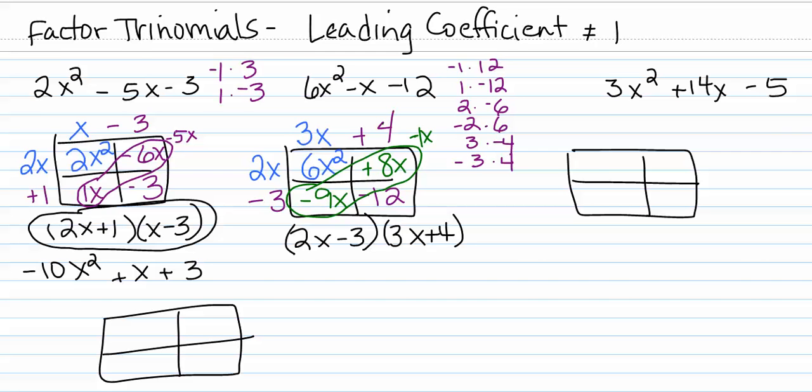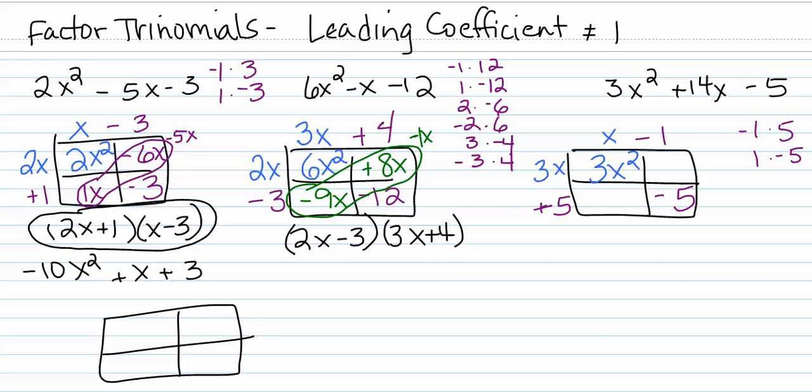Okay, third example. 3x squared goes in the upper left-hand corner. My constant of negative 5 goes in the lower right-hand corner. The numbers I multiply to get 3x squared would be 3x times 1x. And you really want to avoid using negatives with your x terms. If you need to include negatives, you're going to want to include them on your constant instead. What are my combinations for multiplying to get a negative 5? I could have a negative 1 times 5 or a 1 times negative 5. I don't know which combination it is right now, so I'm just going to put negative 1 and positive 5, and we'll see how that works for us.